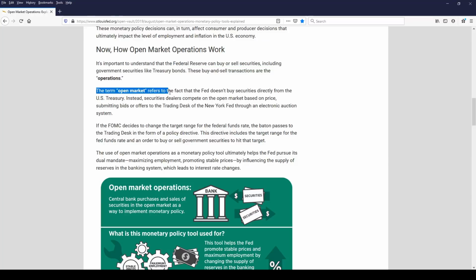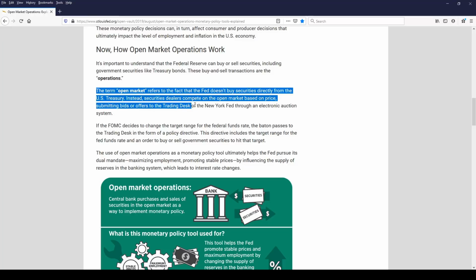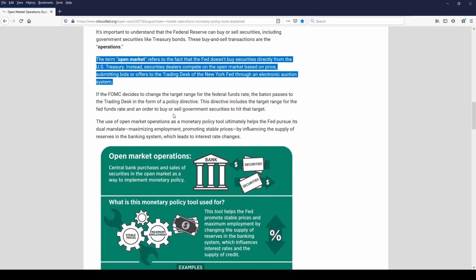The term open market refers to the fact the Fed doesn't buy securities directly from the Treasury. They're not allowed to do that. Instead, securities dealers compete on the open market based on price, submitting bids or offers to the trading desk of the New York Fed through an electronic auction system.